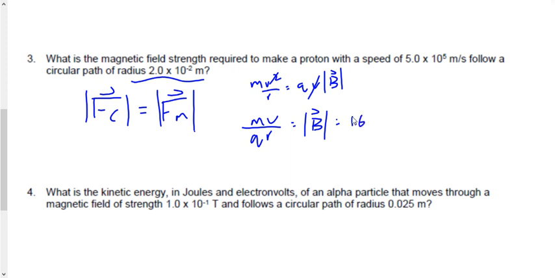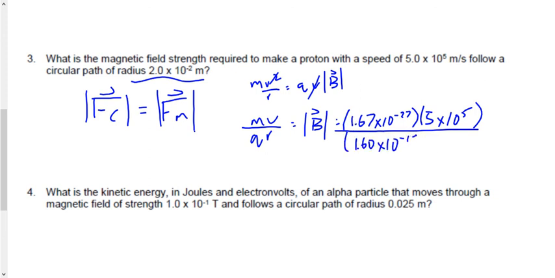So what is that? 1.67, I think. The mass of a proton times the speed of 5 times 10 to the 5, divided by the charge, which is 1.60 times 10 to the minus 19, times the radius, which is 2 times 10 to the -2. And when you do that math, it should work out to be 0.26, or 2.6 times 10 to the minus 1 Tesla.